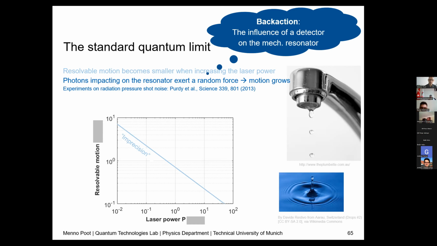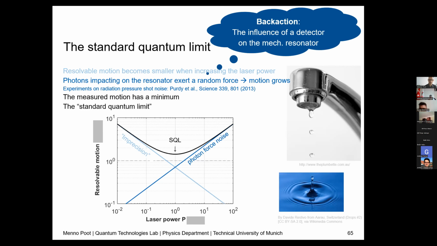And it basically means that now the resolvable motion as a function of laser power also will grow when we have more photons in our optomechanical system. In other words, we also have this line here where the motion becomes larger with increasing laser power. And now when we combine these two things, we see that this measured motion coming out of your detector has a minimum. And this is what we call the standard quantum limit, or SQL for short.